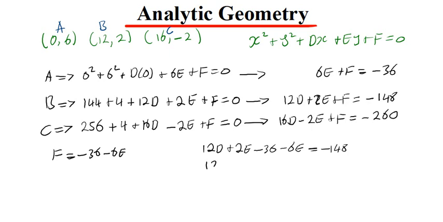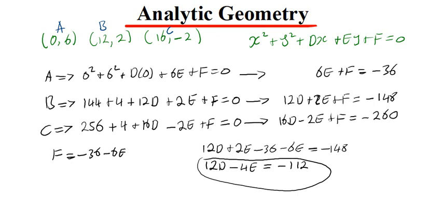So this is going to be 12d. So I have 2e minus 6e, that would be minus 4e equals, so I'll have minus 148 plus 36, which is just a subtraction. That's going to be something like minus 112. Okay, so we keep this one.